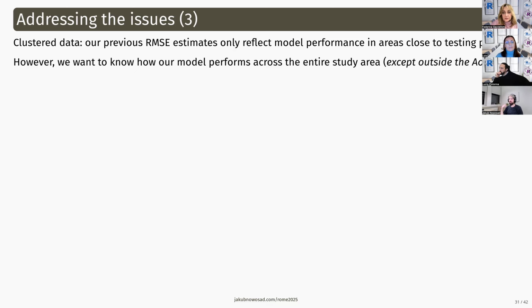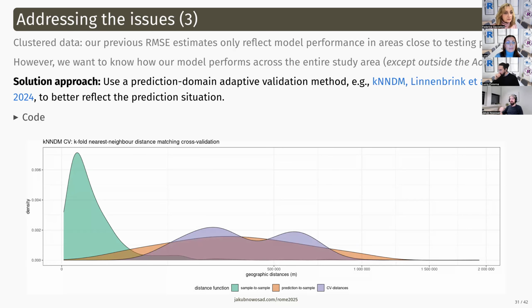So what we want to know is how exactly reliable our model is in the locations that we can predict this model for. And how can we do that? There are several approaches that have been proposed.